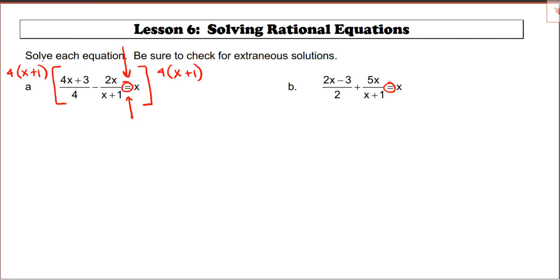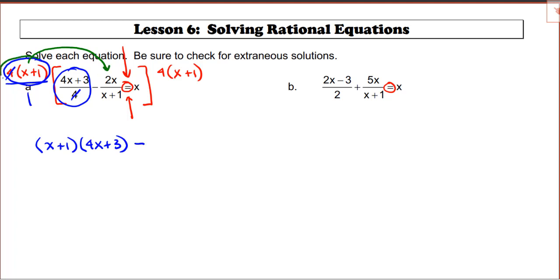Now, here's what happens. When I multiply this times this, what's gone? The 4's. And what's left? X plus 1 times 4x plus 3. And I lost what sign that was. Okay. And then minus. Then when I multiply, I have to distribute, right? I have to also multiply here.